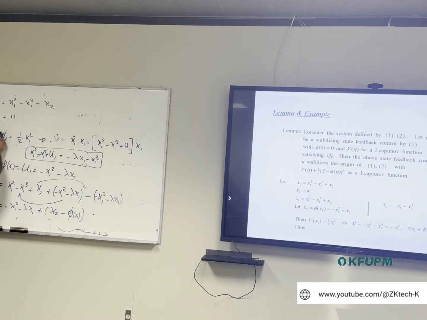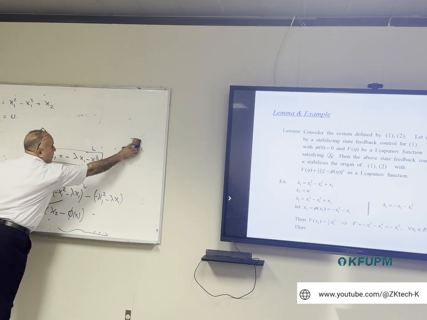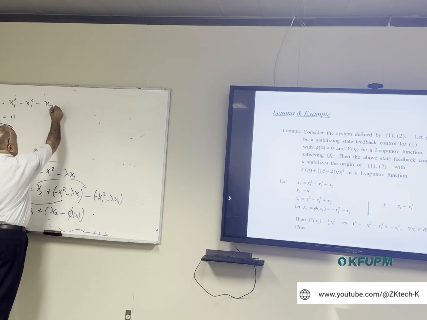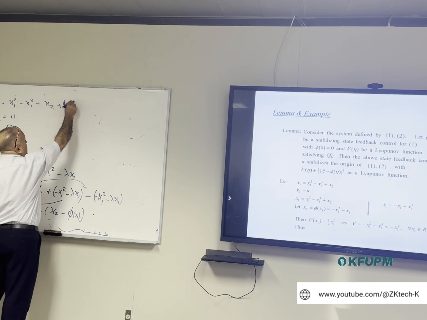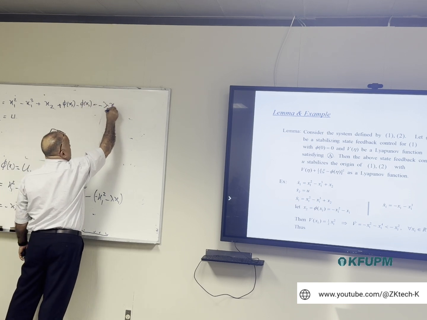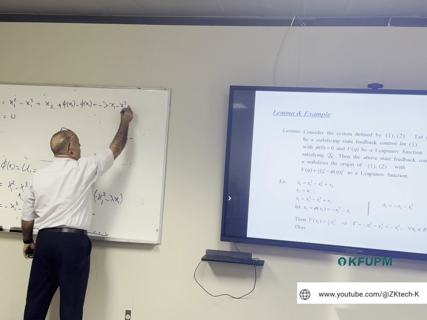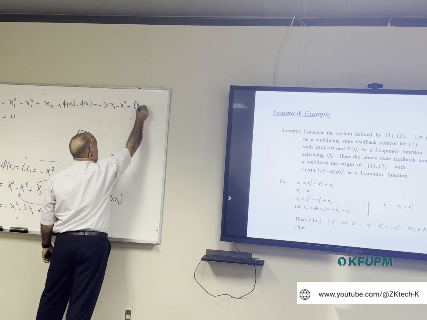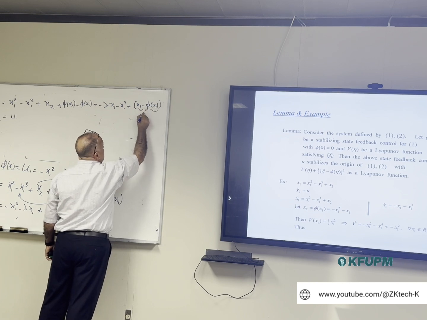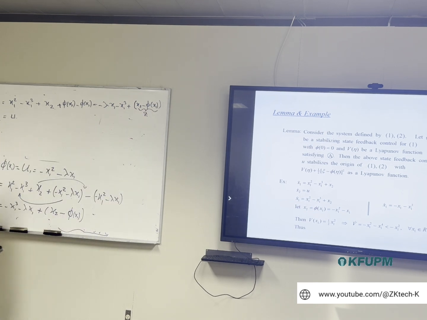All right, so the next step, I'm going to rewrite everything here again, plus phi of x1 minus phi of x1, and this will give me minus lambda x1 minus x1 cubed plus x2 minus phi of x1, and I'm going to call this z. All right with this?